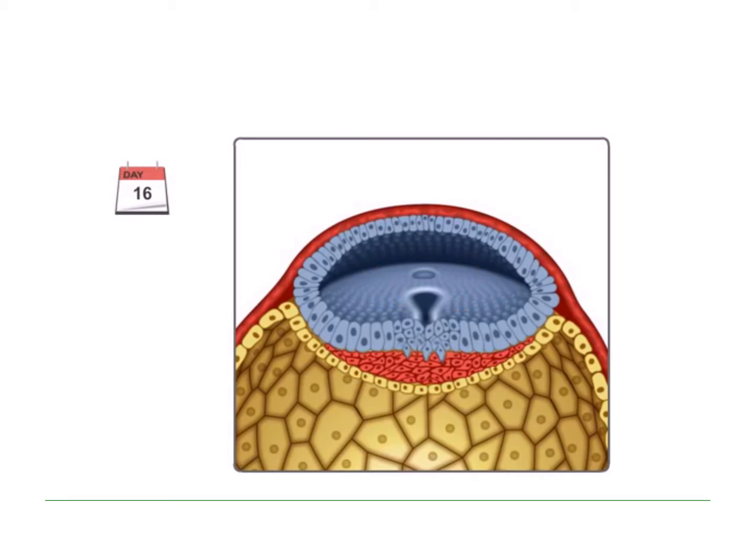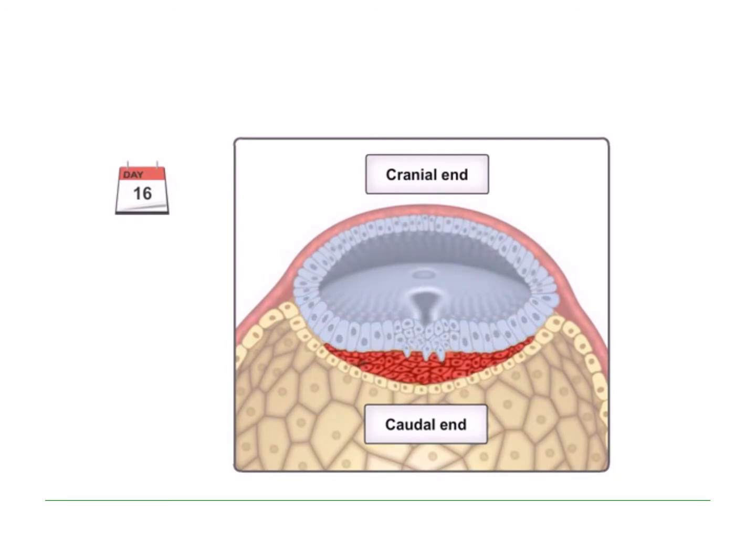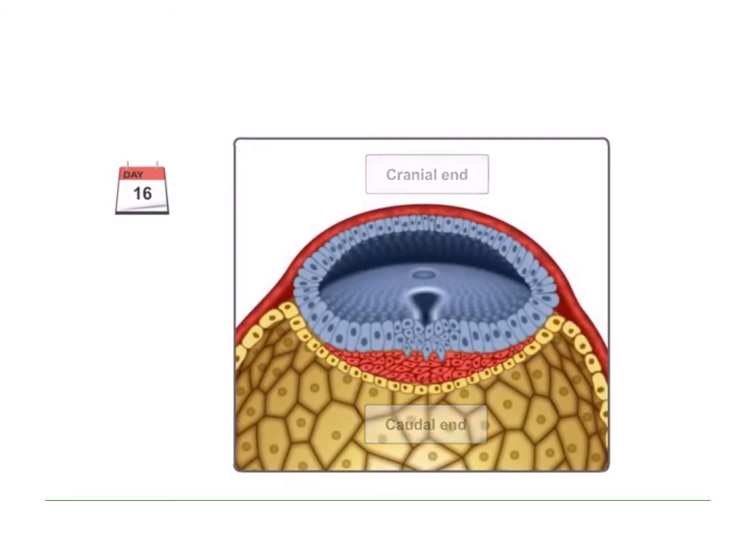Throughout gastrulation, the ectoderm continues to form from the cranial to the caudal end of the embryo, establishing three distinct primary germ layers throughout the whole embryonic disc. The gastrulation process is finally complete.